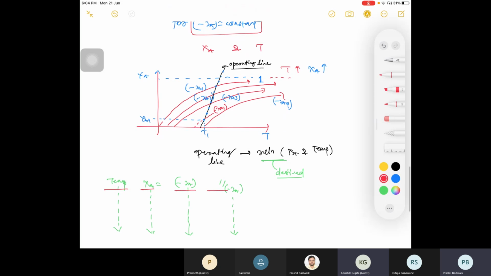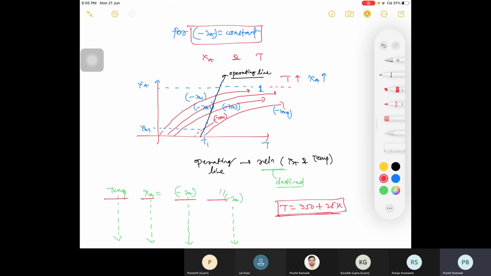That's all. See, you will be having one equation. Suppose I am writing this equation. See, you will have temperature equal to 350 plus 25 into x. I'll take one question from this only. Okay. So यहाँ पे you are having this curve. यहाँ से तुम्हें operating line का equation मिल सकता है. I'll tell you how I am getting the operating line equation. We'll derive it for CSTR, MFR and batch reactor also. From your reaction data, from your reactor data, you can calculate your operating line equation.